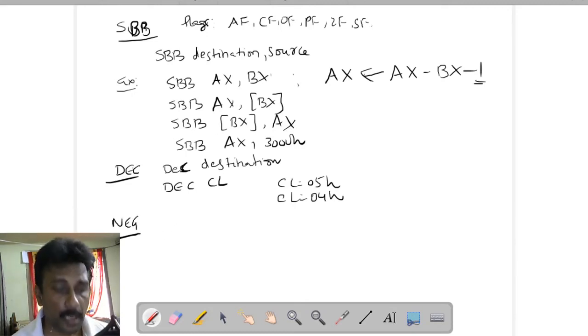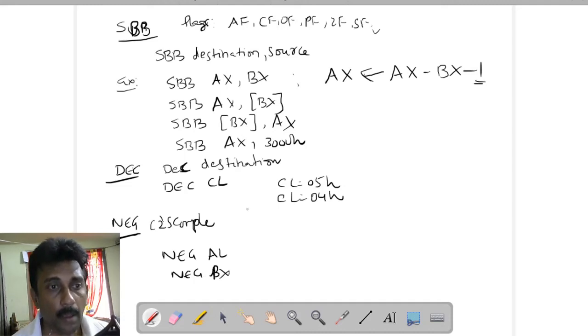In this also almost the same flags are affected that we discussed in the subtraction and SBB. The negate instruction gives the 2's complement form. Here you can write NEG AL or NEG BX, whatever register it is. You can write any of the registers. Let us take the AL value as 3H. This 3H means 0011, which is the decimal value 3.